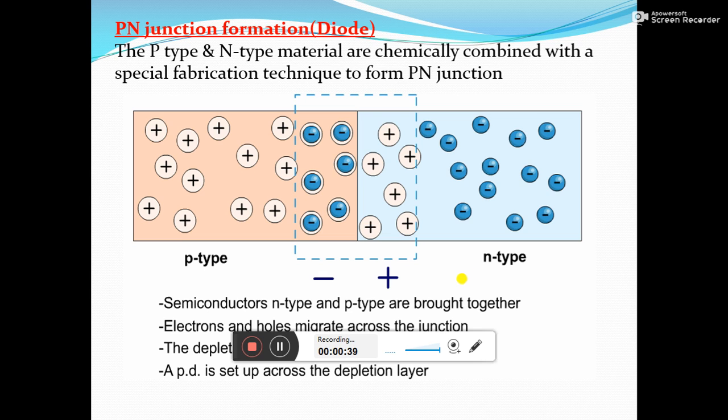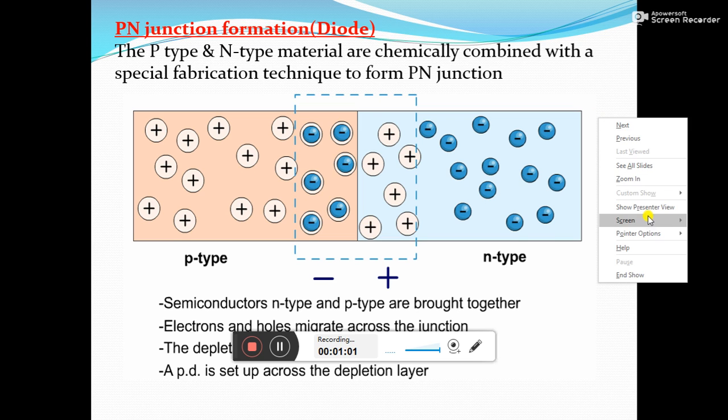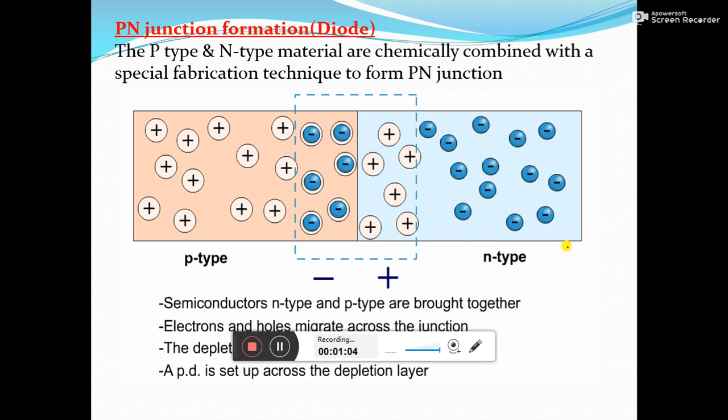junction formation. So next we shall see the p-n junction formation, popularly known as a two-terminal semiconductor device, that is, the diode. Here p-type and n-type materials are chemically combined with a special fabrication technique. You can see this is a p-type material and this is an n-type material. Two separate slabs are taken and combined with a special fabrication technique, and this technique is known as p-n junction formation.